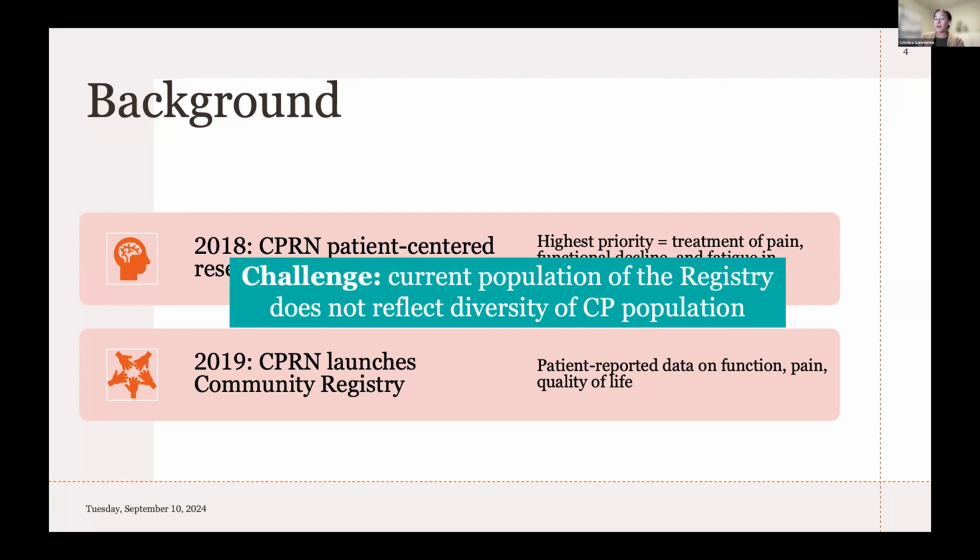But the challenge is that the current population of the registry doesn't reflect the diversity of the CP population. We're going to give you a little bit more data about this, but that's just a brief background of what inspired this study.